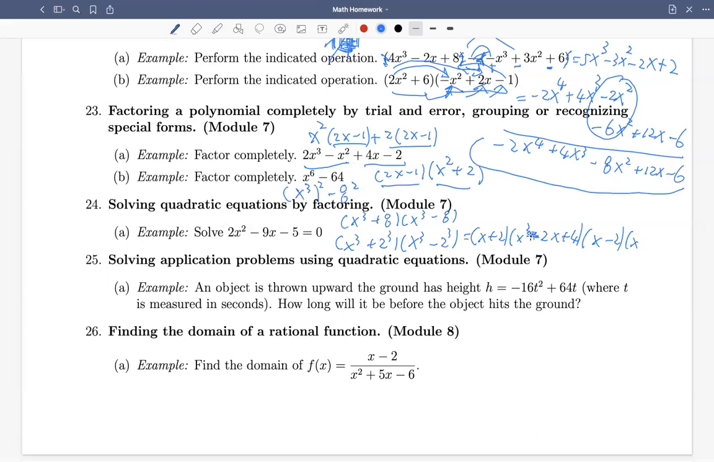This is a minus sign, right? When this is a plus, this is a minus. When this is a minus, this is a plus. So x squared plus 2x plus 4, okay? So what do we have? We have x plus 2 times x squared minus 2x plus 4 times x minus 2 times x squared plus 2x plus 4. Okay, you see, those 2 terms factored out to be 4 factors.